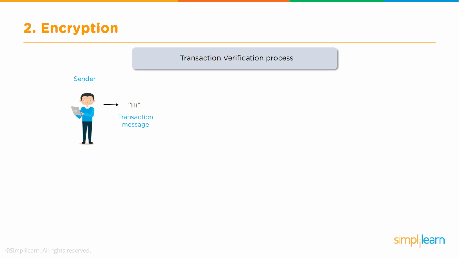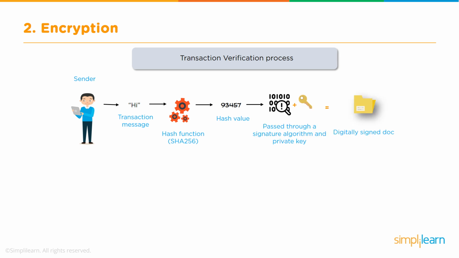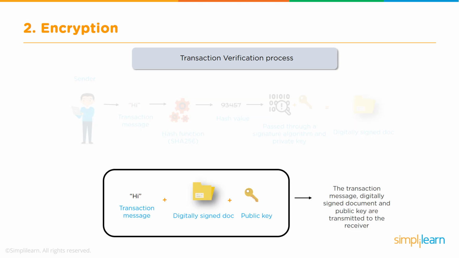Suppose a sender wants to send a message. He will pass the message through the hash function and generate a hash value of the message. Now, after the hash value is created, it is passed through a signature algorithm, and with the private key, a digitally signed document is created. Now, the transaction message, the original message, the digitally signed document and the public key are transmitted to the receiver.